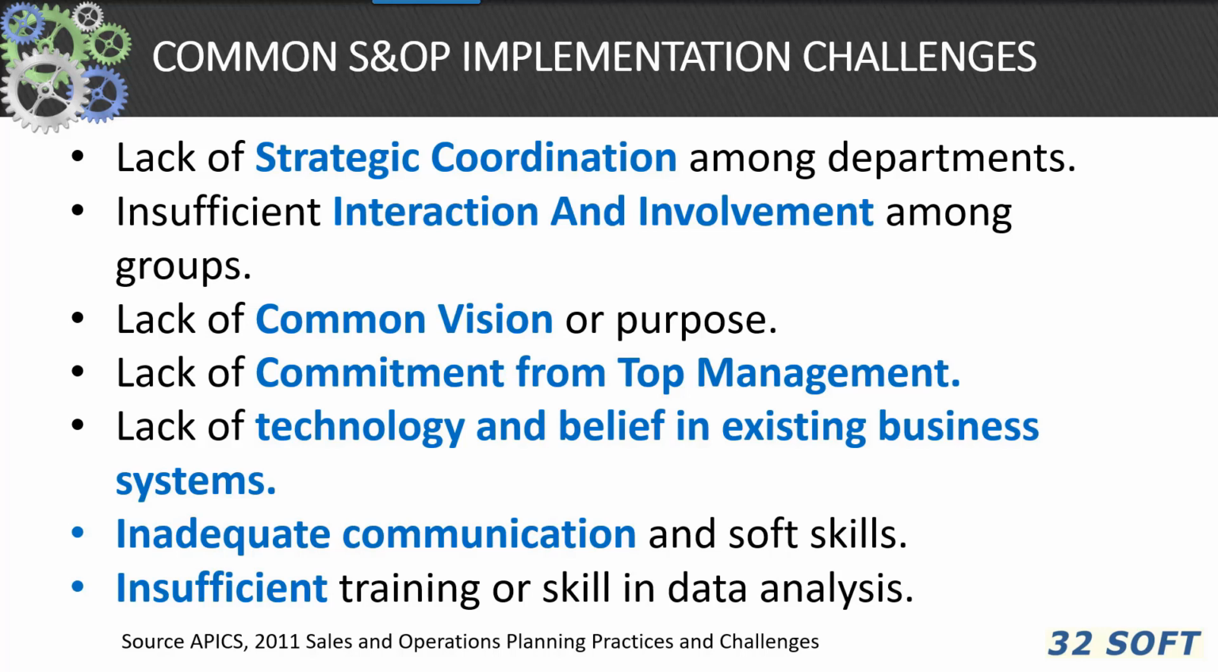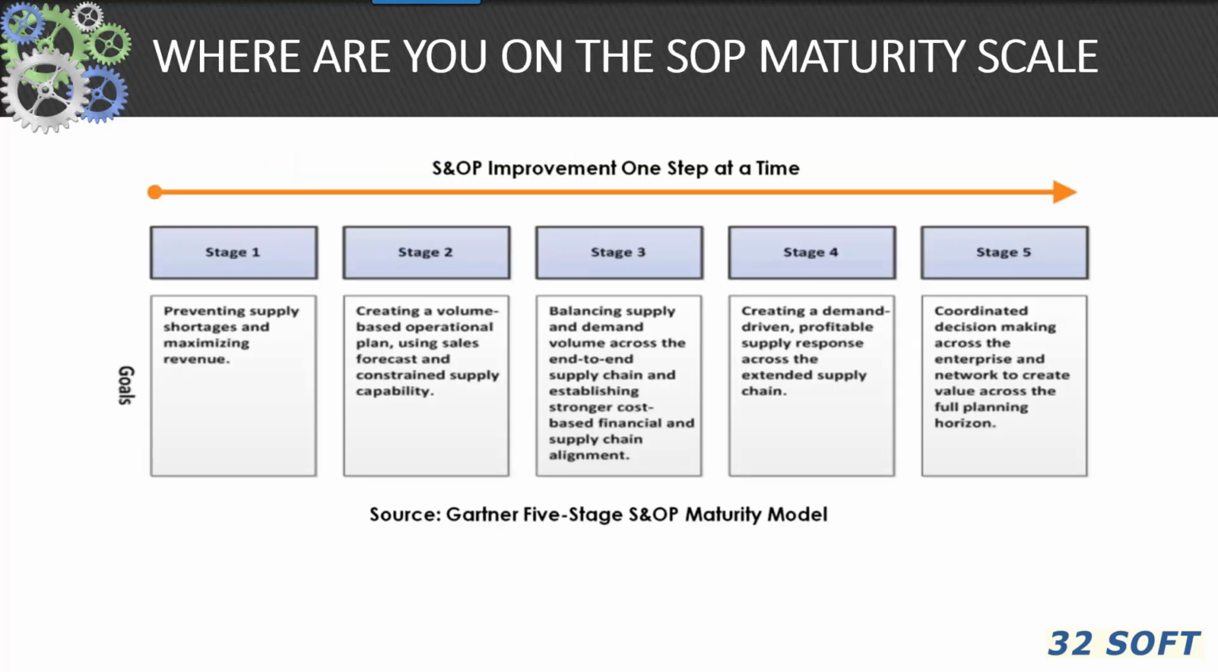Here is just a short list of some of the obstacles that companies typically face: a lack of strategic coordination, an insufficient interaction with all the groups and departments, a lack of common vision, a lack of commitment on the top of top management, lack of technology, and a belief in existing business systems. How many times I've seen that with QAD, inadequate communication and software skills, and insufficient training or skills data management. All of these have very little to do with software. They have more to do with human and process issues.